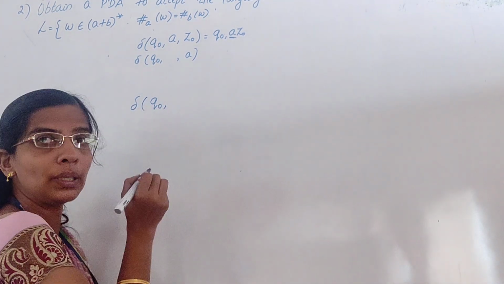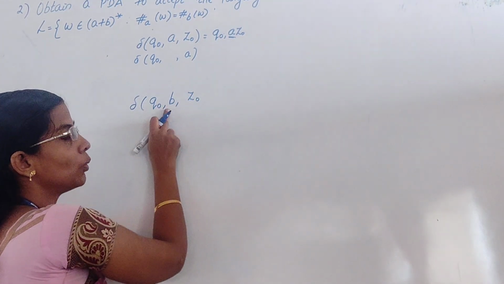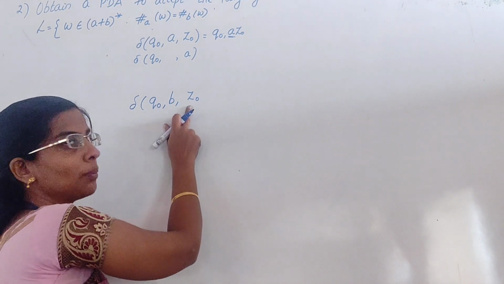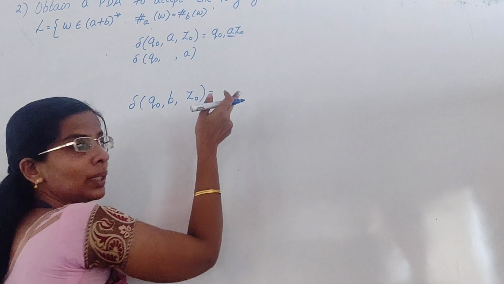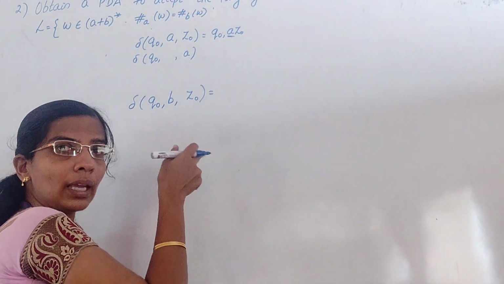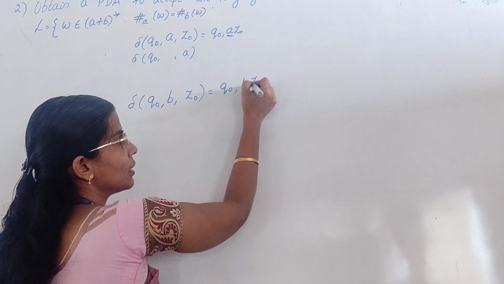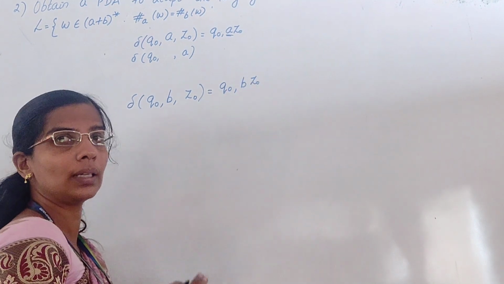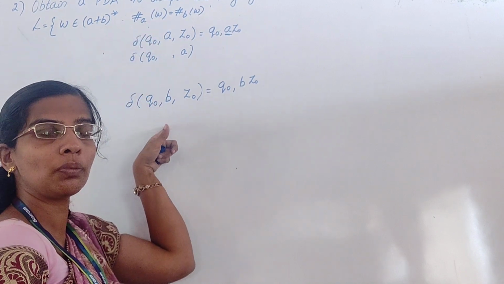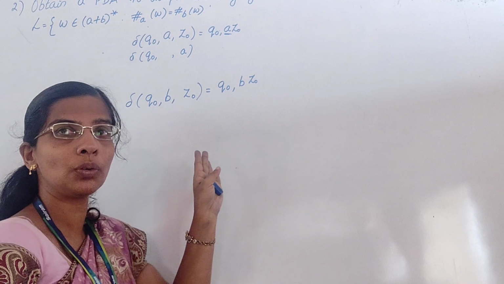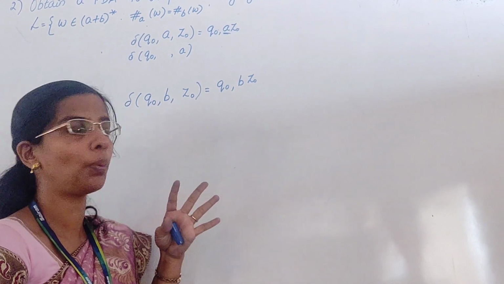If my first symbol is B, how do I know this first symbol is B? The stack is empty. If my first symbol is B, I push B into my stack. Whenever I see A, I start popping. So Q naught, B, Z naught. Hope it is clear. Here I am assuming the first symbol is A. Here I am assuming the first symbol as B. Whichever is your first symbol, you push into your stack. The other symbol, you have to pop.